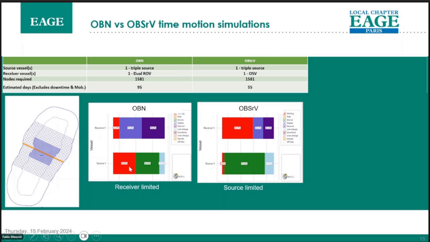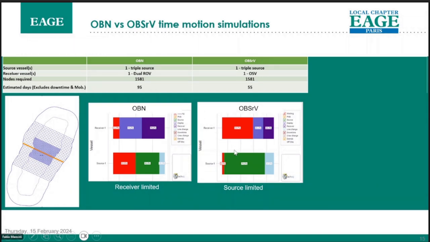This image here shows the vessel activity. In red is the waiting time. So you can see that for the OBN, the source vessel has to wait most of the time. So it's really limited by the movement, or lack of movement, of the receiver. In our case, the situation is actually reversed. The unit can move faster than the source has to shoot between them. So this has opened up the opportunity.